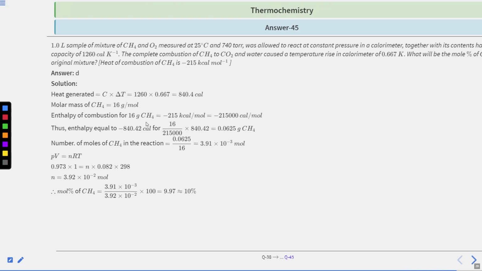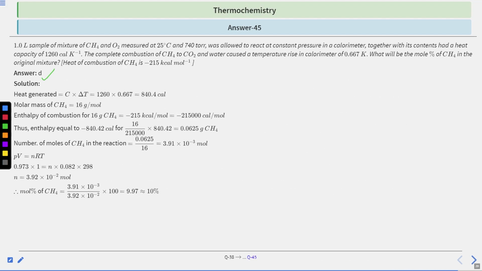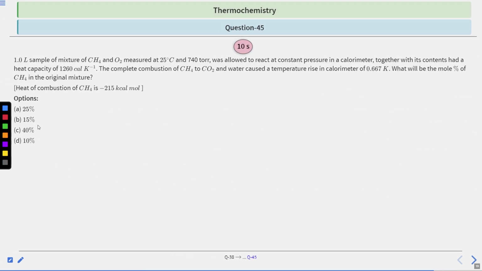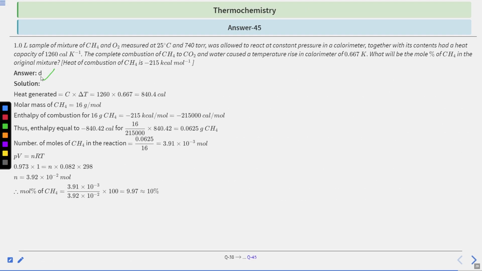Okay, so the correct answer is option D, which is 15%. Oh, sorry, 10%. Right? The correct answer is option D, 10%. So let's see how. Heat generated is given by C multiplied by del T. C is 1260, and del T, that is the temperature rise, is 0.667 Kelvin. It is coming out as 840.4 calorie.